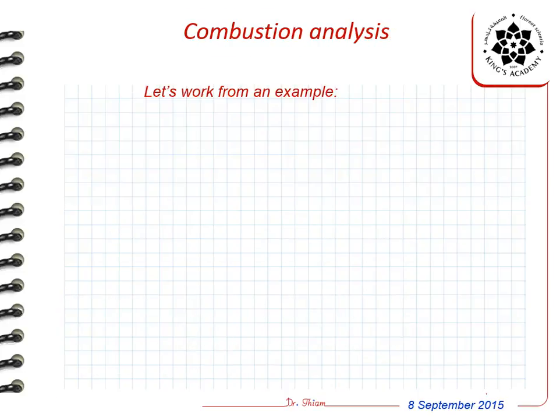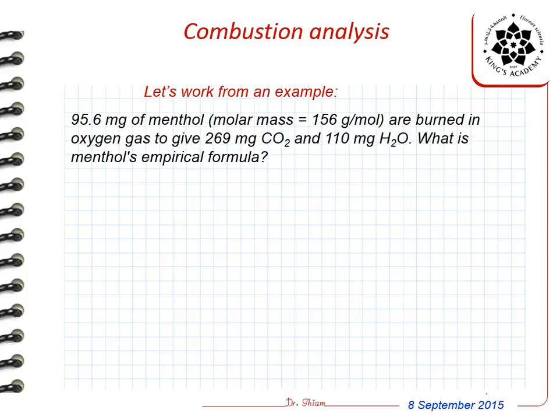Now let's take a look at an example. Let's say we have a sample of 95.6 grams of this substance, the molar mass of which is given as 156 grams per mole. And this is burned, and we produce 269 milligrams of carbon dioxide and 110 milligrams of water. Be careful about the units here. It's milligrams for both carbon dioxide and water. Milligrams, which means 10 to the negative 3. How do we get the formula of this compound from this data? Well, here's how. It's pretty easy.